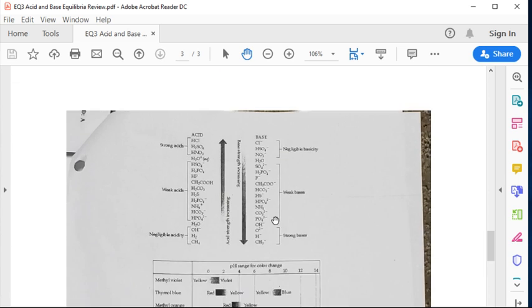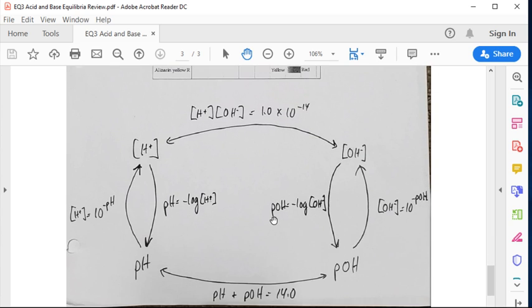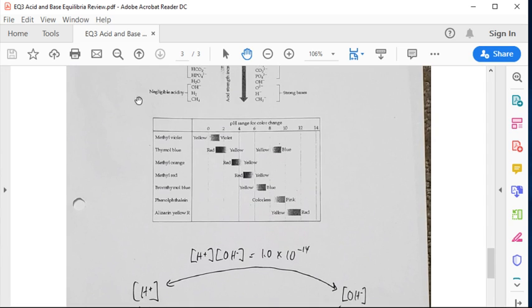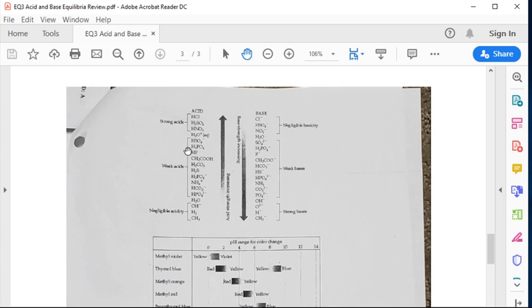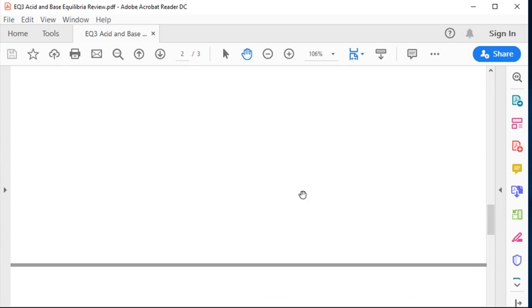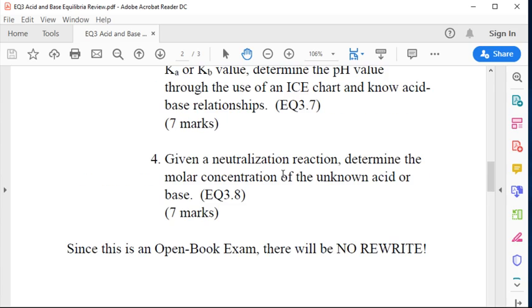And on the back of the exam, of course, I will have this attached, so you'll be able to use that, the multiple paths from going from one substance to another, the indicator chart, and the relative strengths of acids and bases. You'll have all of that to look at.